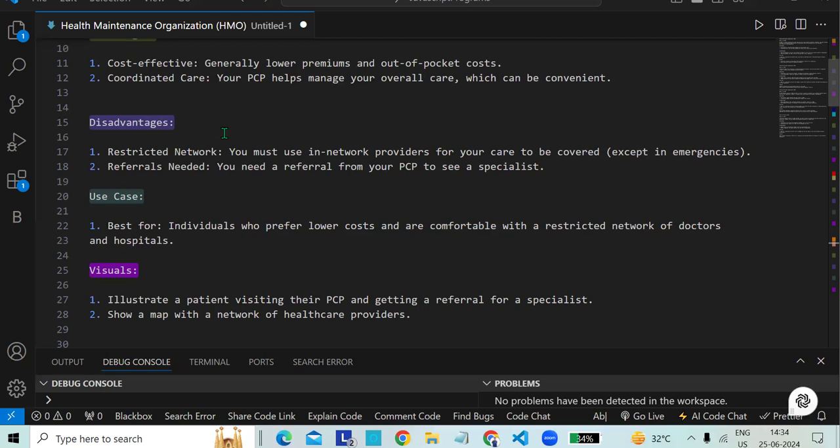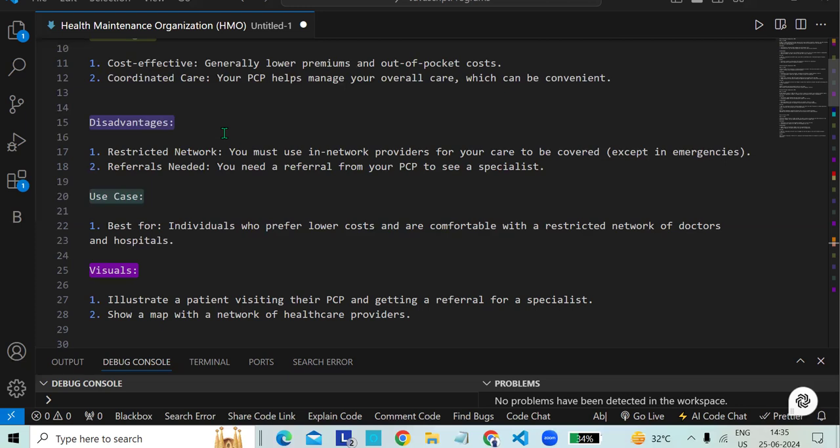And the second one is referrals needed. You need a referral from your PCP to see a specialist. So every time, before going to the specialist physician, you first go to the PCP, the primary care physician. Then that person has to give a referral to the specialist physician. Only then can you go to the specialist physician.